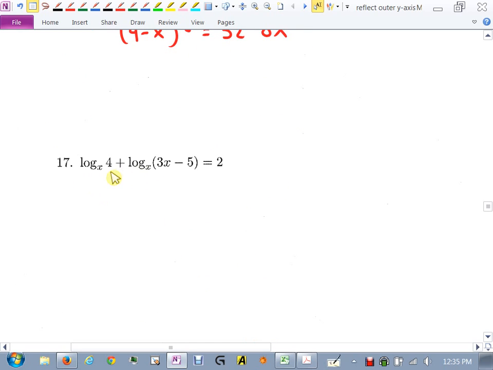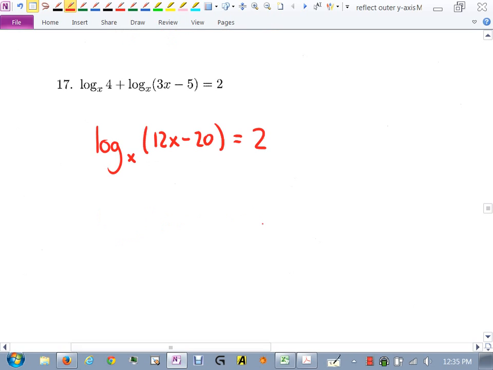How about this one? Put them together. Left side becomes, oh wow, look at the exponent, the base is x. Weird. So you put them together. This is 12x minus 20 equals 2. And now, okay, I see how this can work. Loop-de-loop time, right? Here. x squared equals 12x minus 20. Another quadratic equation to solve.